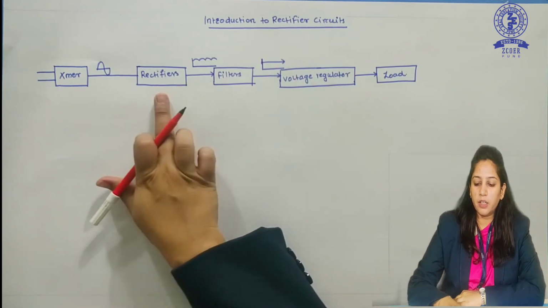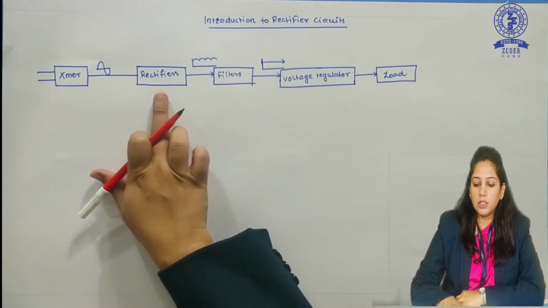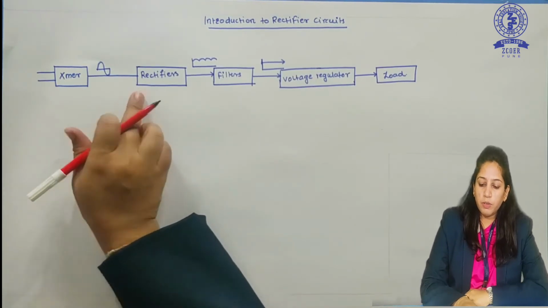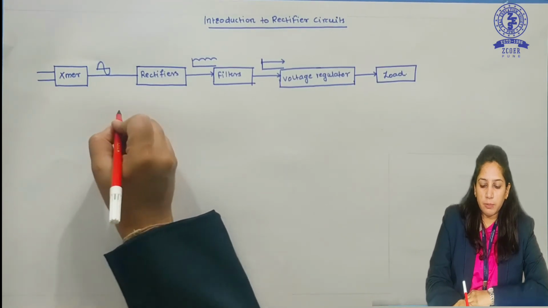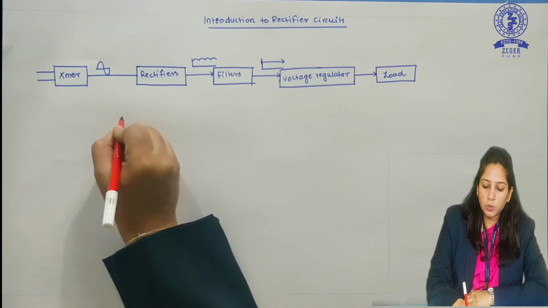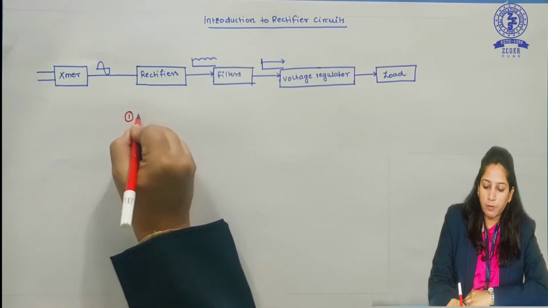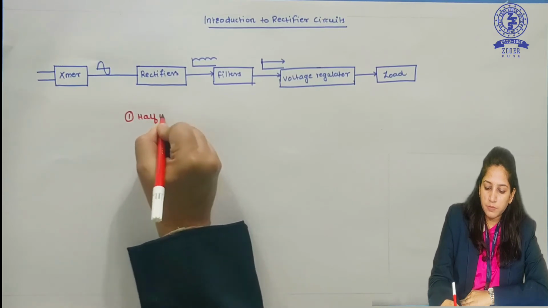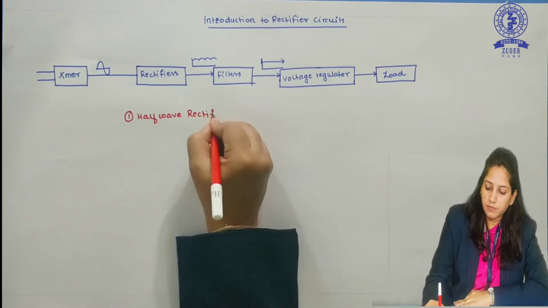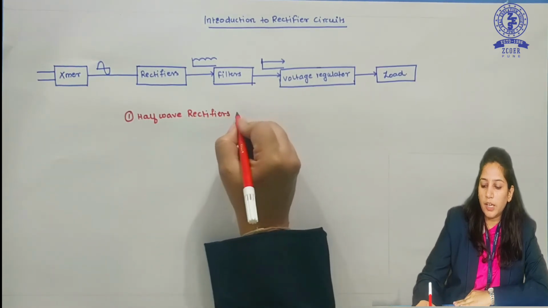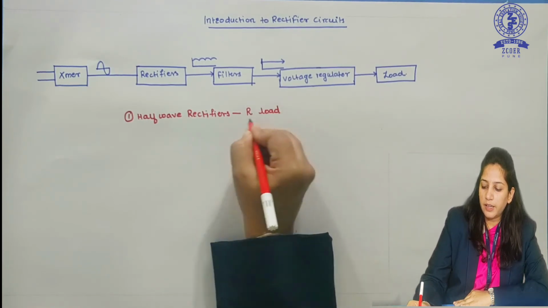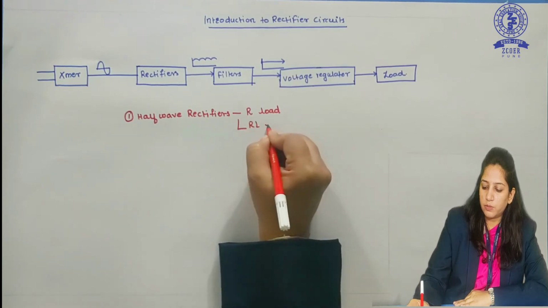The very crucial part here is the rectifier, because this will convert our AC signal to a DC signal. We will see different types of rectifiers in coming lectures. I will just point out which types of rectifiers we will see. First is half wave rectifiers. In half wave rectifiers we will see it for R load and RL load, both loads.